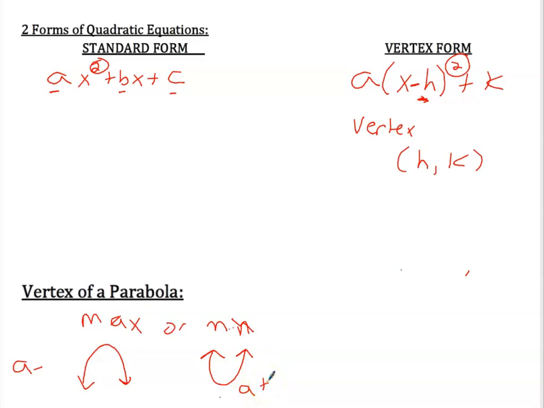So when we look at vertex form, again, it's pretty easy to find the vertex because it gives it to you. If we need to find the vertex in standard form, it's going to be negative b over 2a. That's going to give us the x-coordinate of our vertex. And then what we'll have to do is plug that value in to find the y-coordinate. So in both cases, either standard form or vertex form, it's not too challenging to find the vertex. It's just a matter of, do I have to just look at the equation, or do I have to do a little calculation and then plug in?